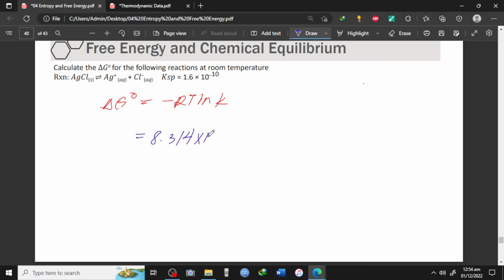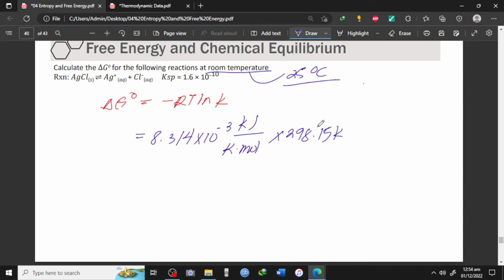So, that is 8.314. Gawin na lang natin, times 10 raised to negative 3 na lang to. Kasi madalas yung unit natin for free energy is kilojoules per mole. So, that is kilojoules per Kelvin per mole. Times temperature, at room temperature daw, so that is 25 degrees Celsius. So that is 298.15 Kelvin. Convert mo into Kelvin, ito yung sagot.